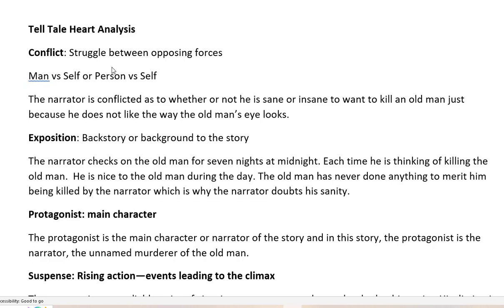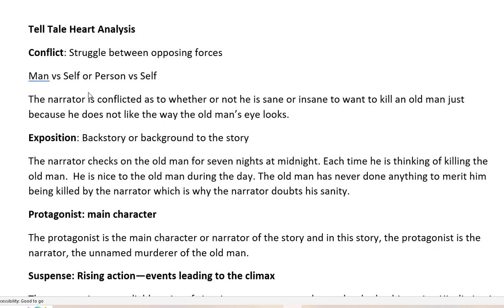Here the narrator is struggling between, the conflict in the story, conflict is defined as struggle between opposing forces. And in this story, the narrator is conflicted as to whether or not he is sane or insane to want to kill an old man just because he doesn't like the way the old man's eyes look. And so in this story, it's man versus self, or person versus self. In other words, this narrator has inner conflict inside himself, between his mind and himself. So person versus self. That is the inner conflict.